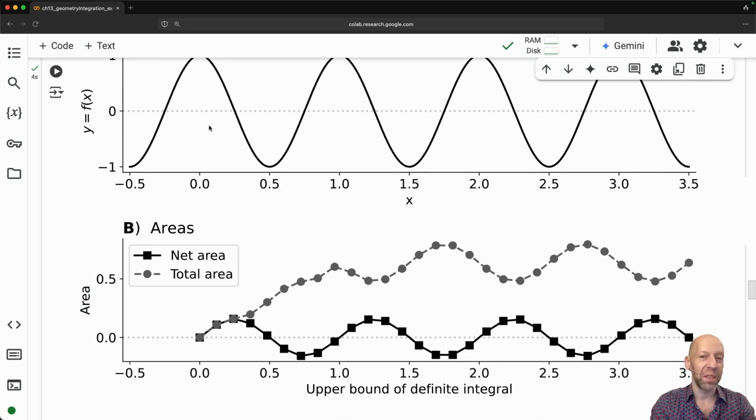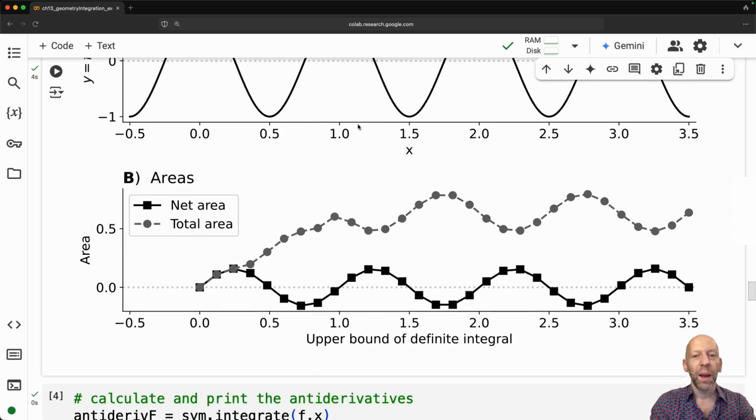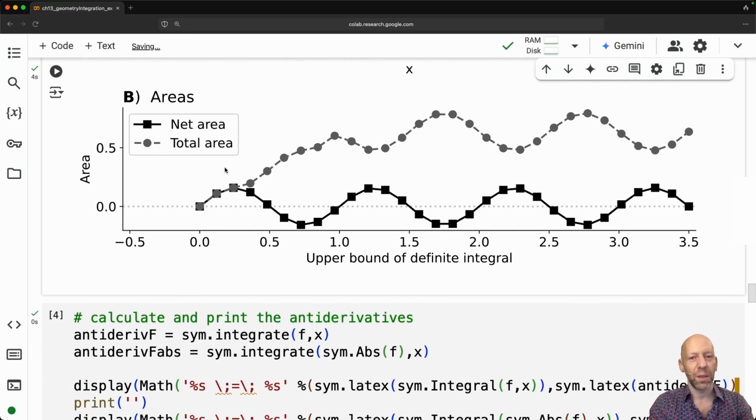And here we see the function itself, very simple, just cosine. Now here we can already get suspicious. Okay, so the net area is fine. There's nothing wrong with how this looks. The total area should be ringing alarm bells for you. There's no possible way for the total area to decrease when we increase the interval of integration. Remember, total area can only be a monotonically increasing function.